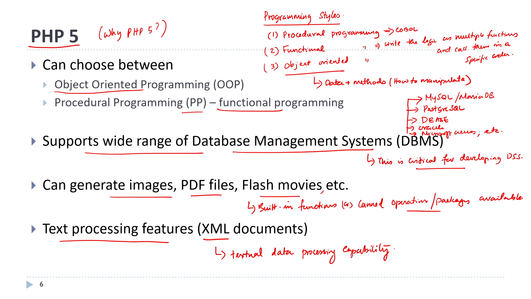Because of all these reasons, because it can support object oriented programming, functional programming, and procedural programming, it supports wide varieties of DBMS, database management systems, it can create images, PDF files, flash movies, etc. on the fly, because all these things are built in as a package. You do not write the code, it is available, and it can also do textual data processing. All these aspects which are very critical for the decision support system are readily available with PHP, especially in enhanced mode in PHP 5. So, we focus on PHP 5 or higher versions of it for us to design the web based decision support system.